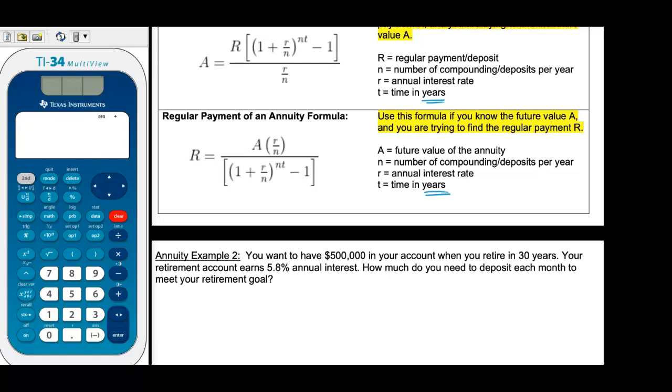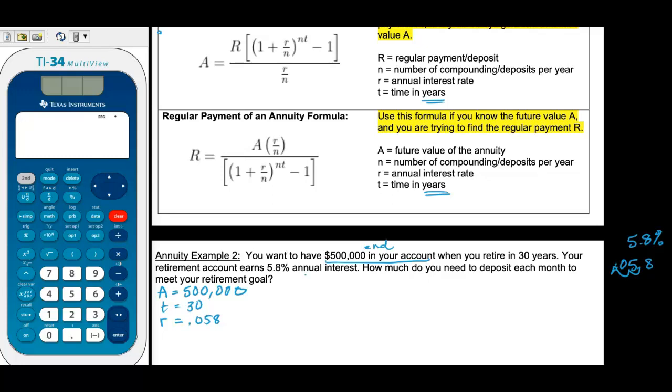And so let's go ahead and read the problem. And as we read the problem, we're going to write down the important information. So you want to have $500,000 in your account. That's in the end. So at the very end, so that's your future value. So future value, we want to save $500,000 when you retire in 30 years. So T equals 30. Your retirement account earns 5.8%, so that's my rate. So I'm going to take 5.8%. I'm going to drop the percent sign and move that decimal 2 spots to the left, putting in a placeholder 0. So 0.058, and then annual interest.